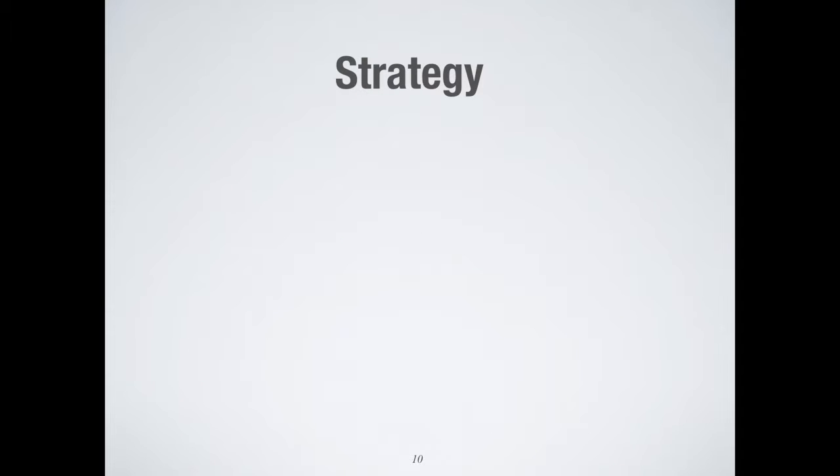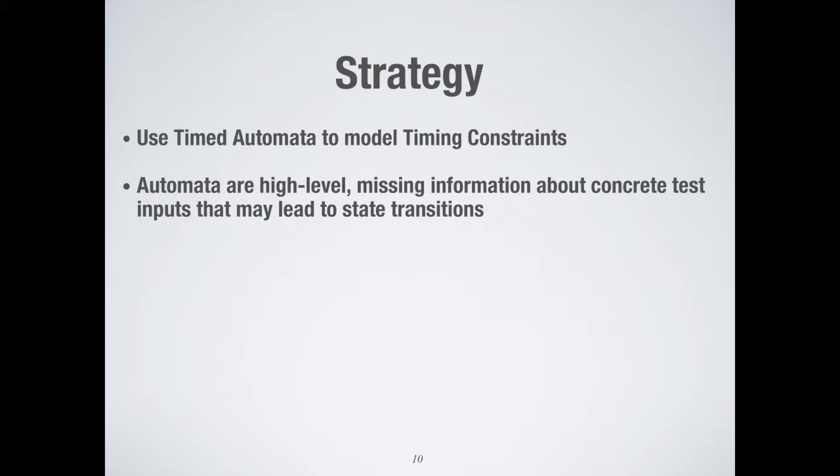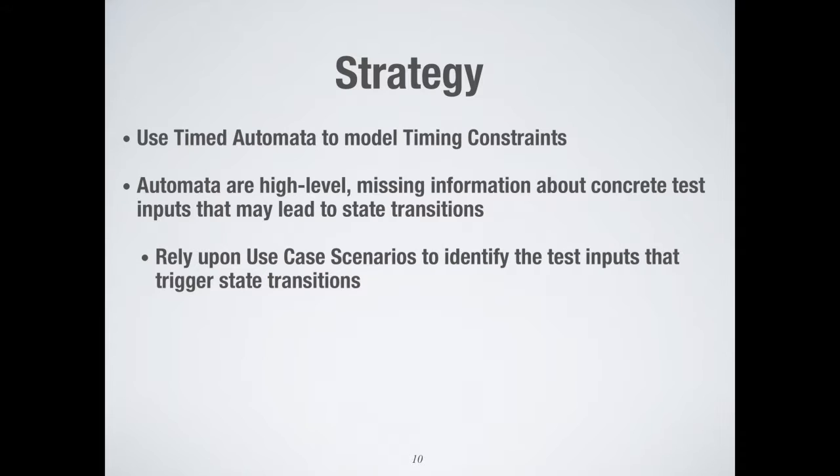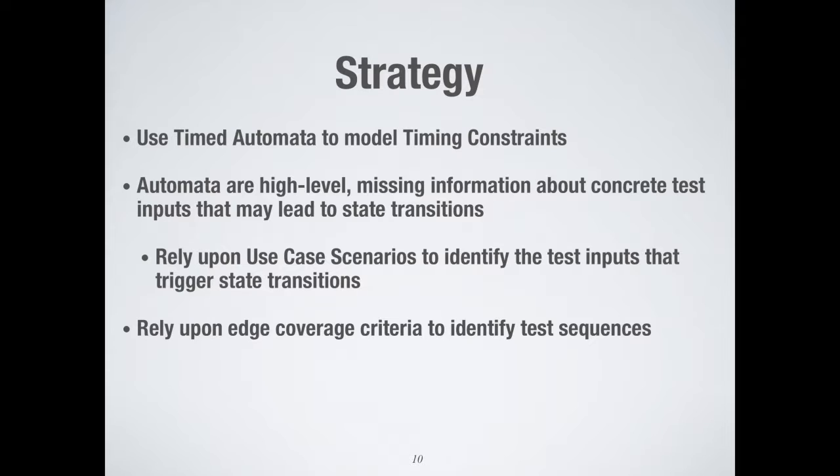Under such a context, the strategy for testing timing requirements is the following. First, we choose to use timed automata to model the timing constraints, since this is the current practice at our industry partner. Since the automata are high-level, they are missing information about the concrete test inputs that may lead to state transitions. So our solution is to rely on use case scenarios to identify the test inputs that trigger state transitions. Then we rely on edge coverage criteria to identify test sequences.